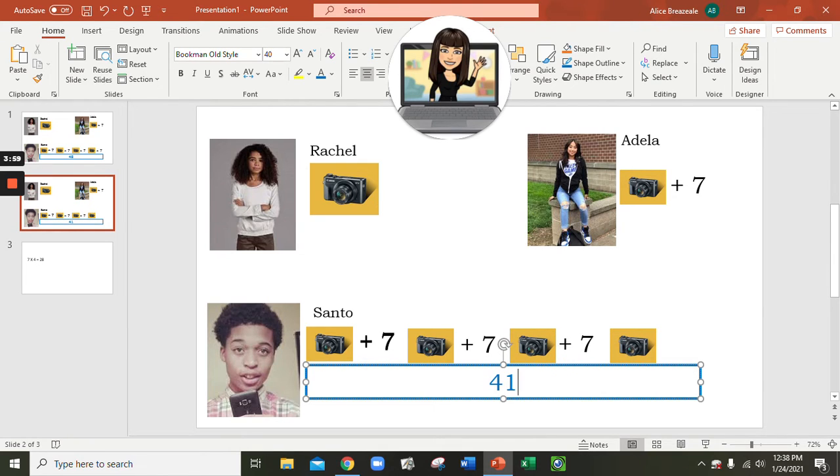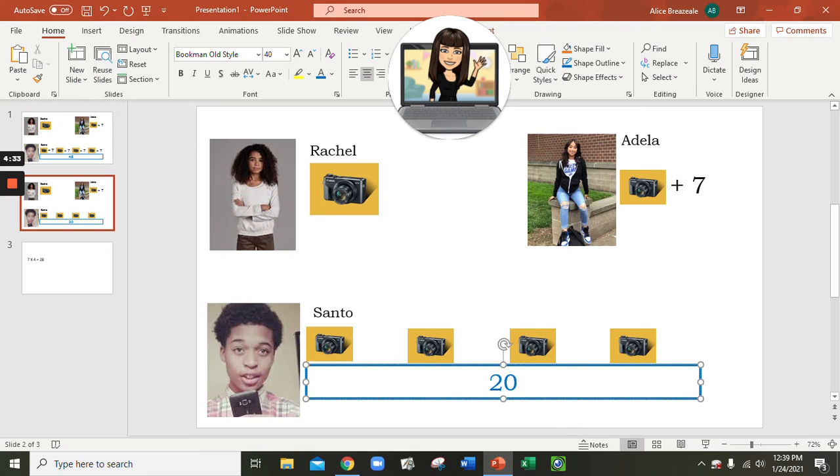I can take away this 7, which makes it, hey Google, what's 41 minus 7? The answer is 34. Then I could take away this 7. Hey Google, what's 34 minus 7? The answer is 27. And then I can take away this 7. I actually know this one off the top of my head. And that gives me 20.